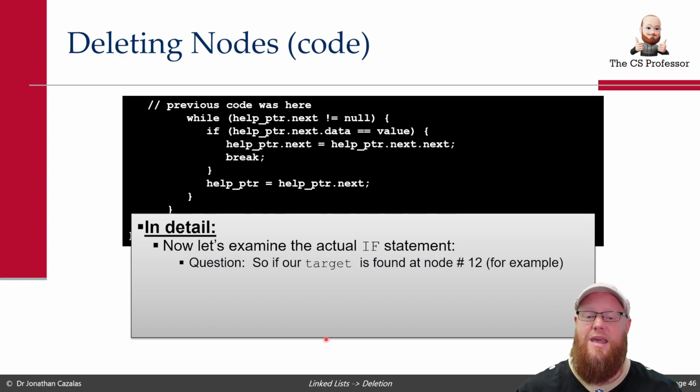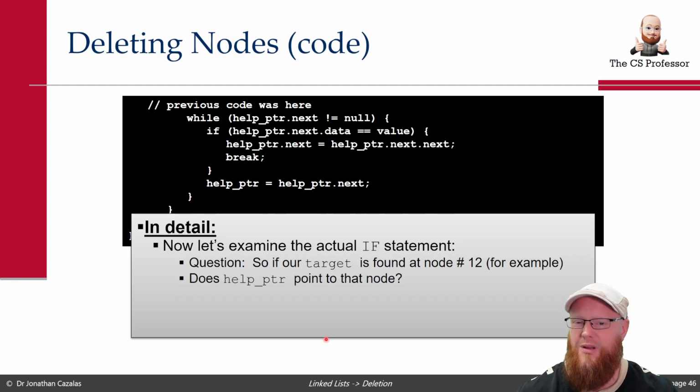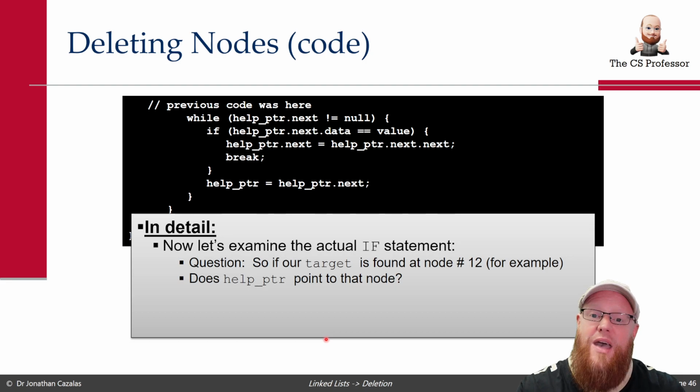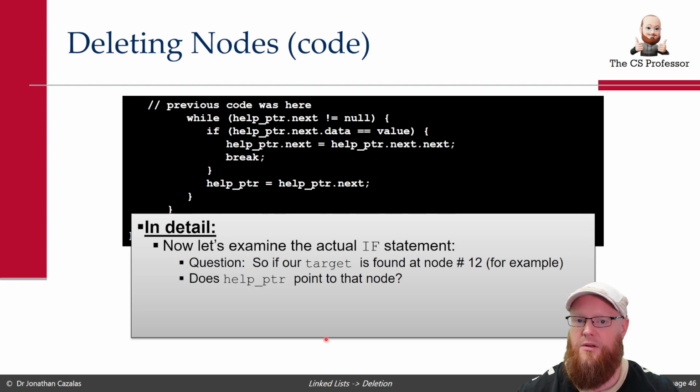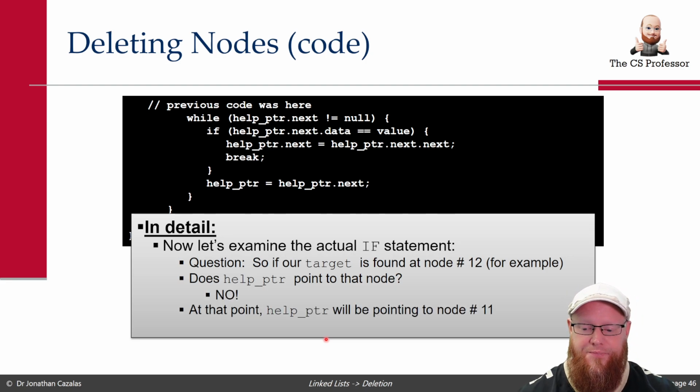So hypothetically, if the target that we're looking to delete is found at node 12, does help pointer at that moment in time point to node 12? Pause the video, think about that. If our target is found at node 12, does help pointer point to node 12 at that moment in time? Pause the video. The answer is absolutely not.